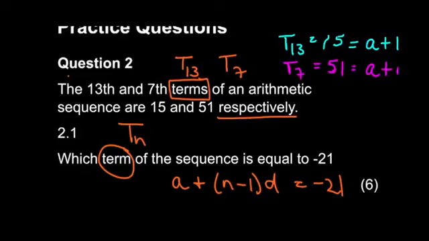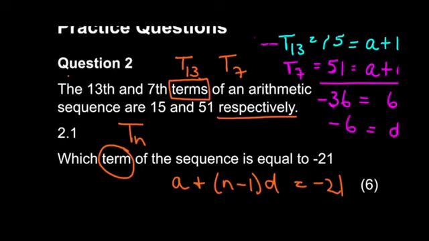So I've got a simultaneous solution over here, where if I take the first one minus the second one, I get 6d. And if I take the difference between that, that would be minus 36. 15 minus 51 would be minus 36. So d is equal to negative 6.